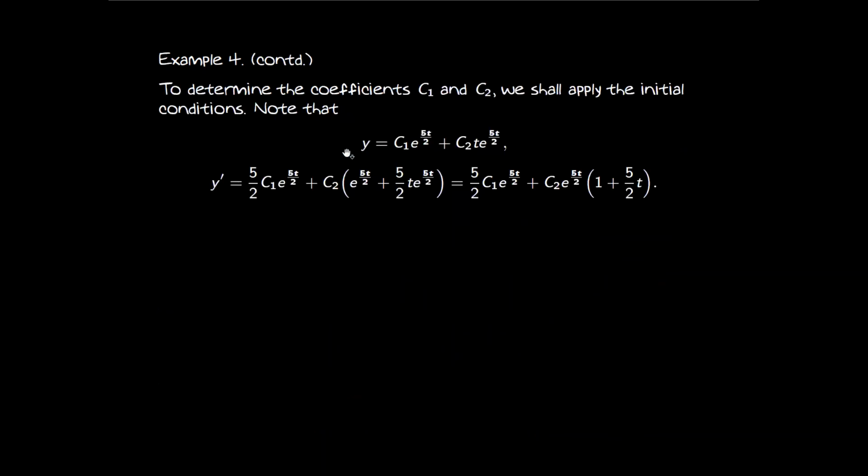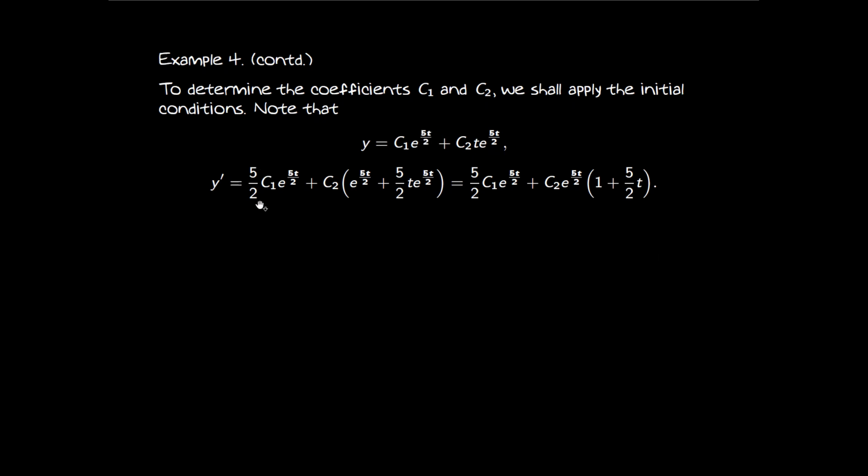So we copy the general solution here, and we try to find the derivative of it. Once again, for the first term, we just need to use the chain rule. The exponential function's derivative is itself, and then you have to do the derivative for the exponent.